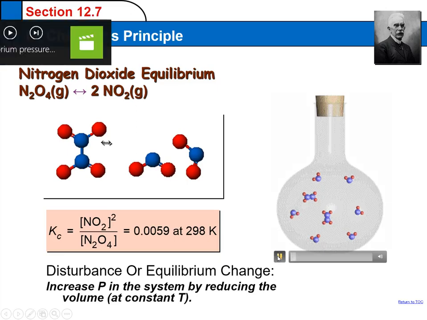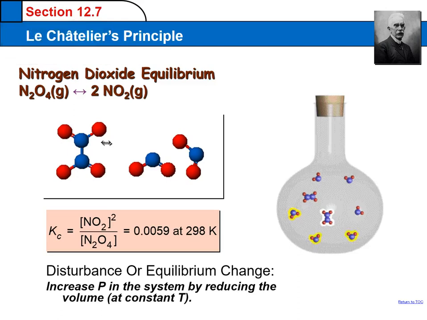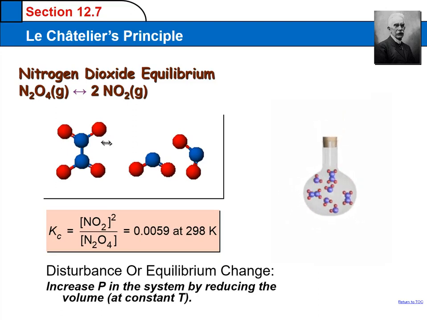A sealed flask contains 3 molecules of nitrogen dioxide for every 1 of dinitrogen tetroxide, and the system is at equilibrium. If we then transfer the mixture to a flask with a smaller volume, NO2 molecules convert to N2O4 molecules, resulting in a net decrease in the number of molecules.